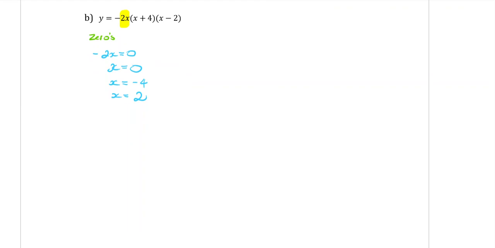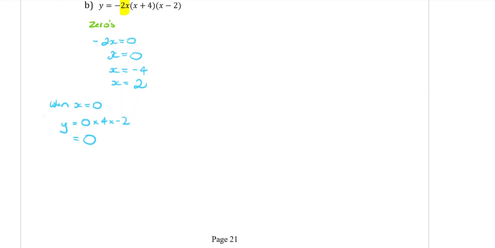Then we want to find the y-intercept, which is when x is equal to 0. If x was equal to 0, -2 times 0 is 0, and then times 4 and times -2. But because that first number was a 0, it makes the whole thing equal to 0. Let's draw it.